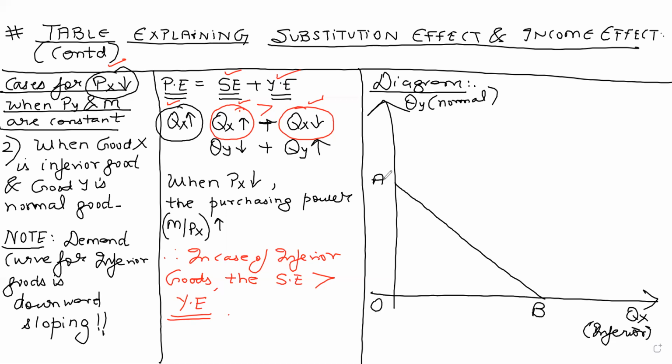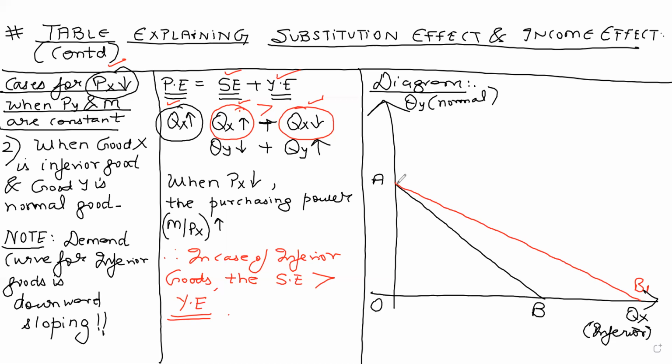When price of good X falls, what happens? Good X becomes cheaper. You can now afford to buy more of it. So my budget line shifts from AB to AB1.